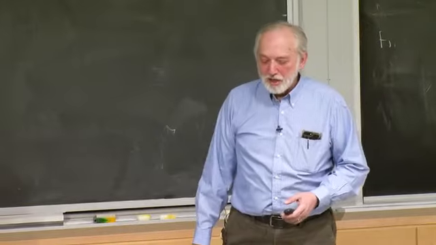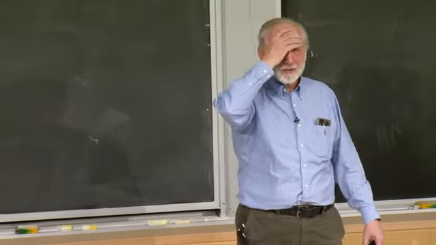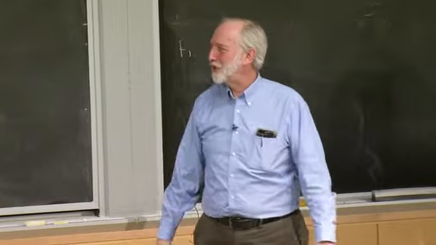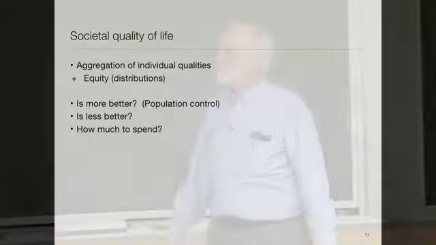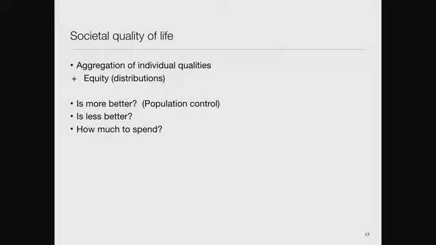Okay, social quality of life. That's a tough one, right? So here's a naive theory. We take the quality of life of every person on the planet, we sum them up, and we say, okay, that's the social quality of life. Is that a good idea? Probably not, right? For one thing, it would say that we ought to have as much population explosion as possible, because then we have more people to integrate over, which doesn't seem sensible, right?